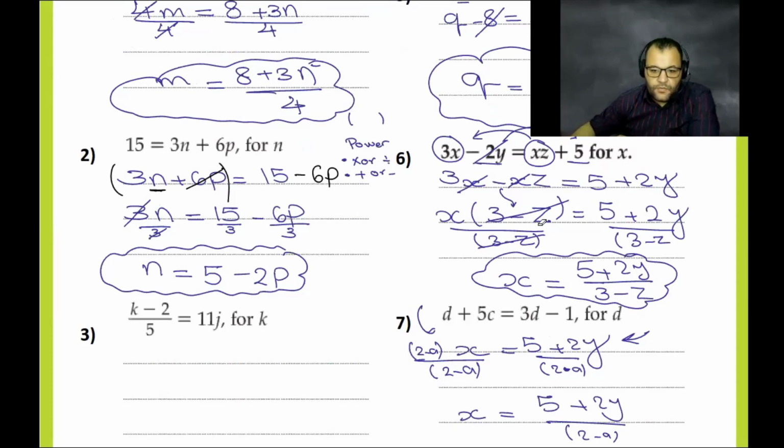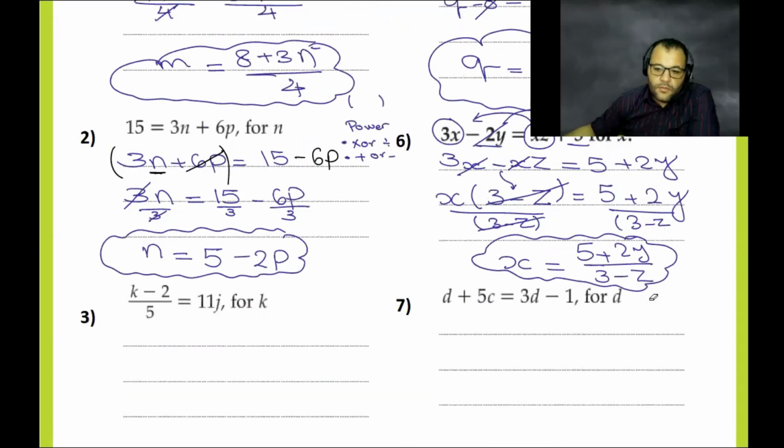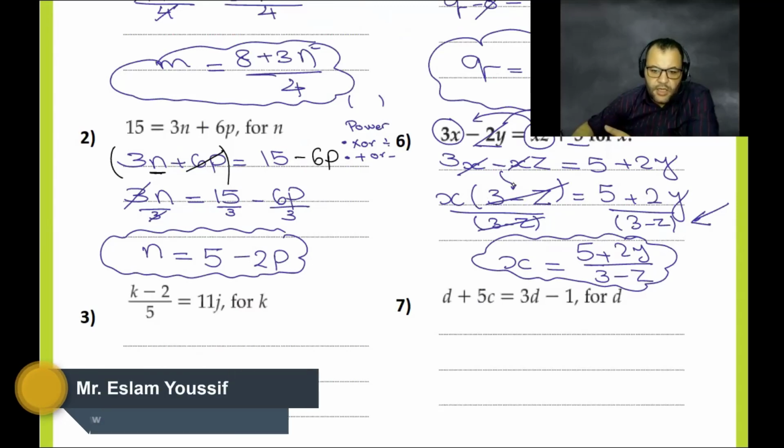Yes, master. Can you explain the part after x times (3 minus z) equals 5 plus 2y? This one? Yes. I just write the answer. Cancel 3 minus z and 3 minus z. That's solving the equation. Okay.